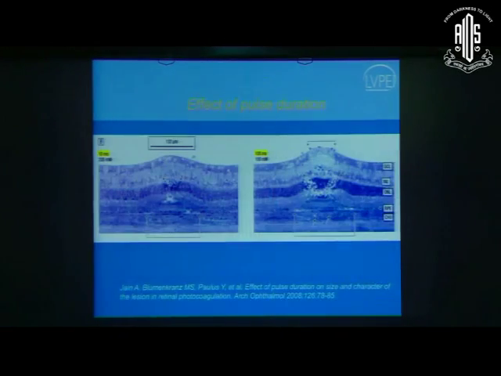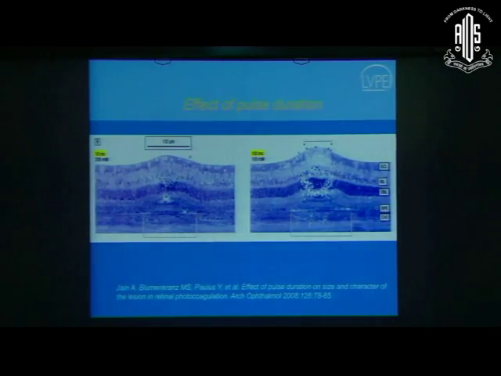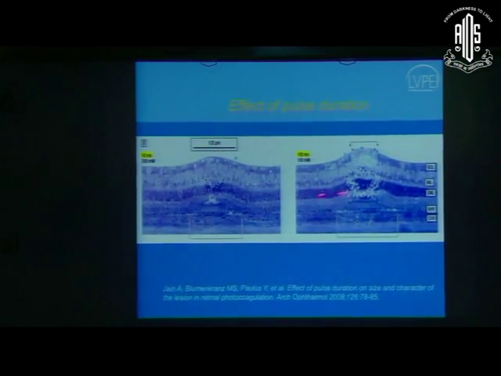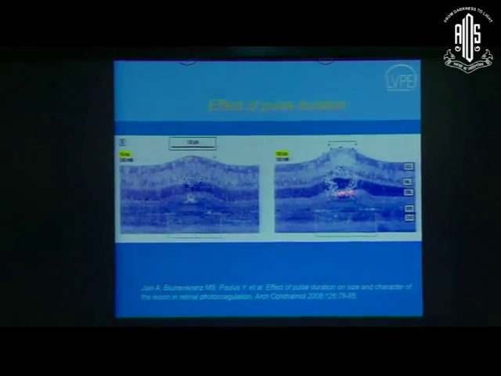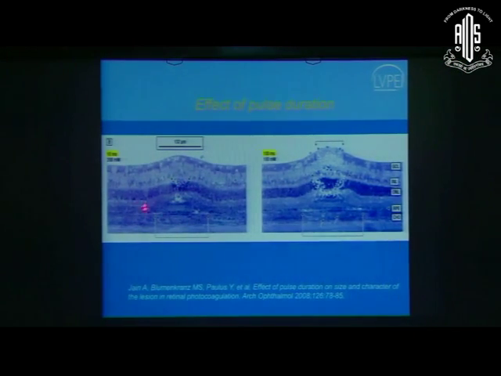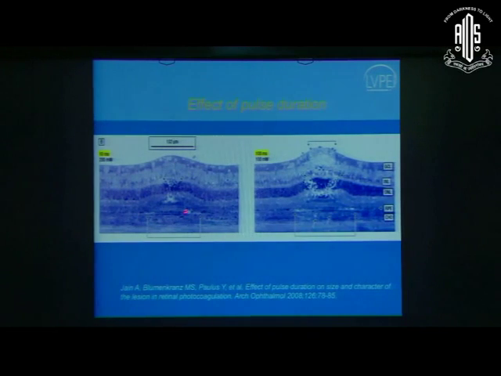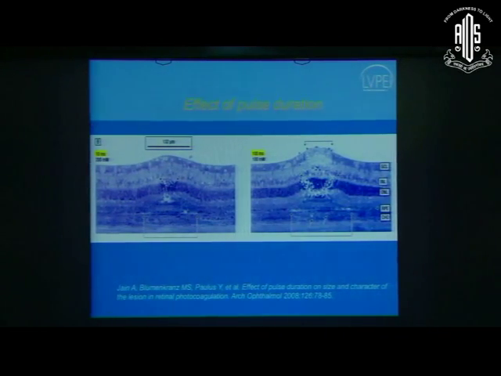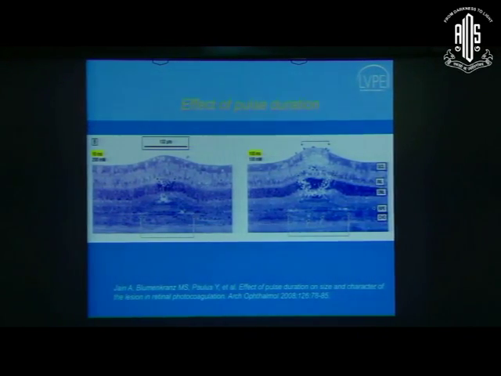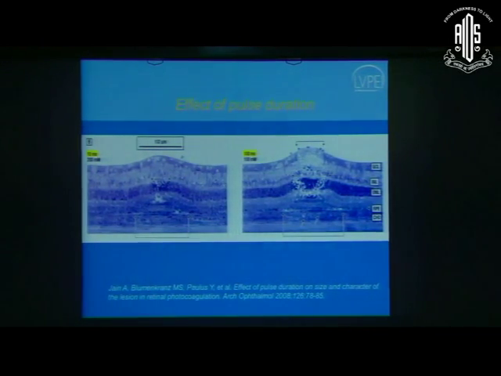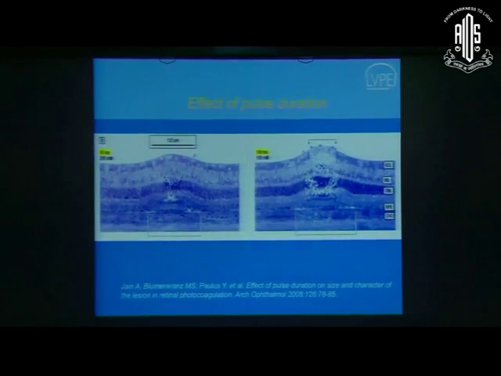The biggest advantage with Pascal laser is that it has a shorter pulse duration. If you look at the histopathology of these two eyes, this is a conventional laser and this is a Pascal laser, where we can clearly see that the collateral damage is less and the damage to the choroid is less, which eventually leads to decreased pain for the patient, with almost the same outcome clinically.